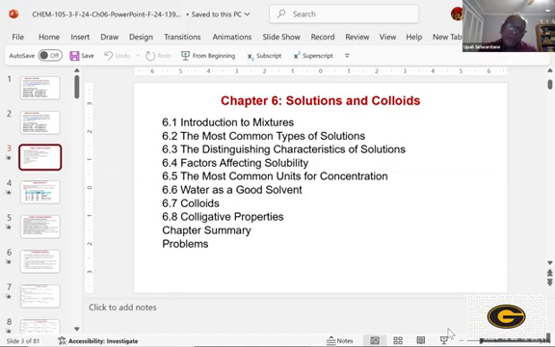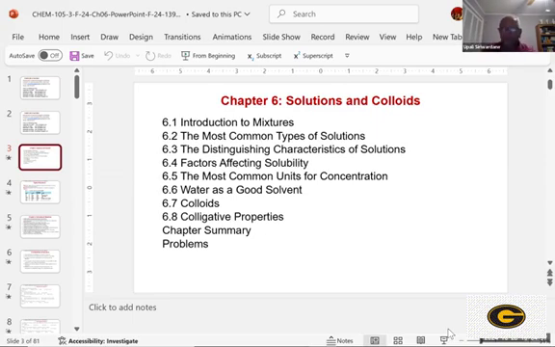Now, you have to understand the relation of mixtures to solutions and colloids. Solution is a name for homogeneous mixture. The main type of mixtures we're going to look into is homogeneous mixtures. They are also called solutions. What then are colloids?